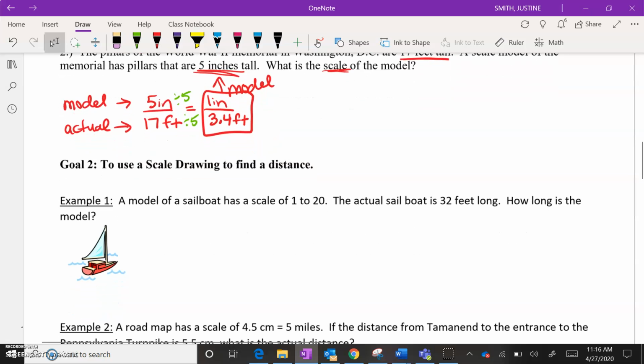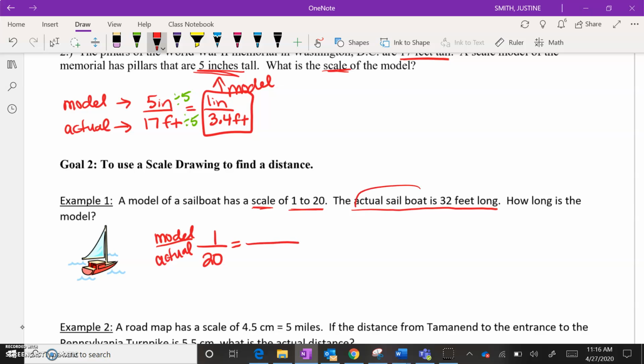The next thing we're going to do is actually use the scale to find a distance. Here, they're giving you a scale, and it's going to help us find either the actual or the model. This model of a sailboat has a scale of 1 to 20. So we're going to do 1 over 20, and again, it's always the model over the actual. Now it says the actual sailboat is 32 feet long. How long is the model? It's giving us the actual, so we're going to put that in the denominator.